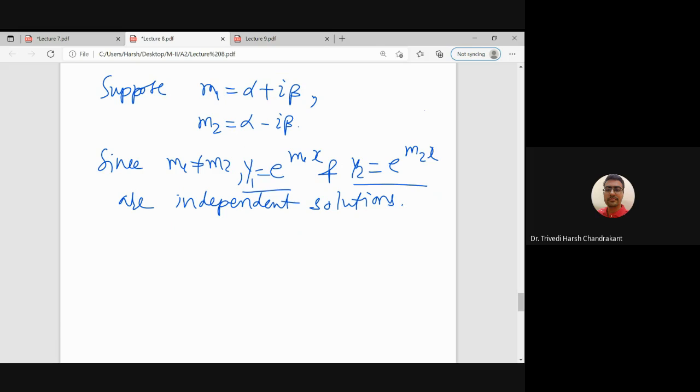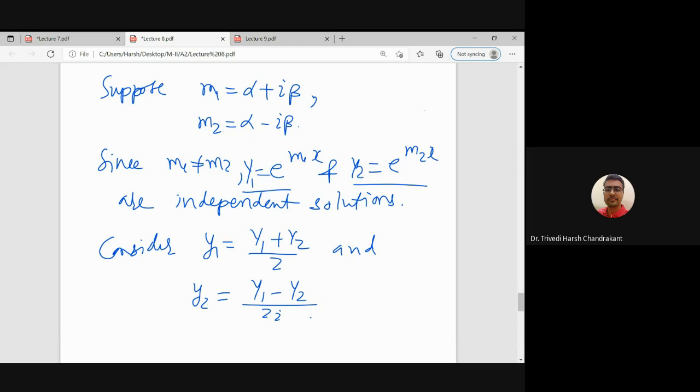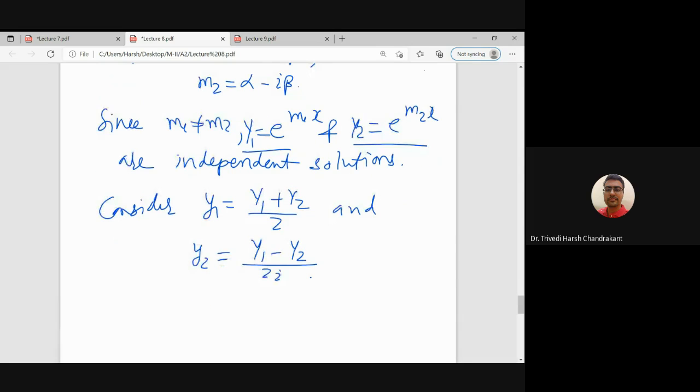So we know how to find the real part of a complex number. The same way we'll do here. So what we'll do is consider small y1 to be, so the real part is (Y1 plus Y2) by 2, right? And the imaginary part of a complex number is (Y1 minus Y2) upon 2i. So the way we find the real and imaginary parts of a complex number, the same way we can find them for a complex function also.